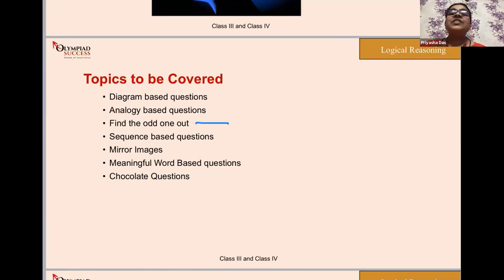Moving next, we will have some sequence based questions. I think you will love these type of questions. And then mirror images. Wow, this is easy, right, guys? Yeah, I can see you people nodding your head. Then next will be Shreya. This will be for class 3 and class 4.